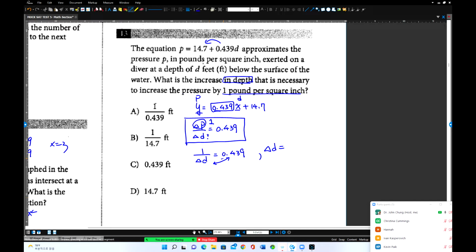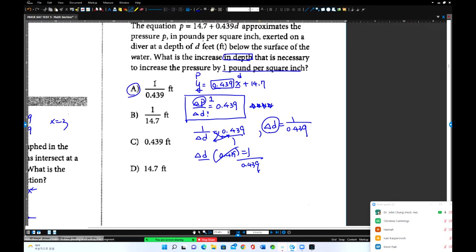Or you can use cross multiplication, okay? Delta D times 0.439 equals 1. Delta D is how much? 1 divided by 0.439, okay? That's the same thing. This moves down: 1 over 0.439. That is the change in D, okay? Choice A is the answer. Use the formula here, okay? That is number 13. Number 14 there.